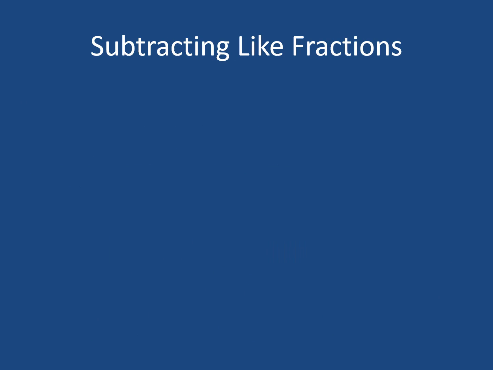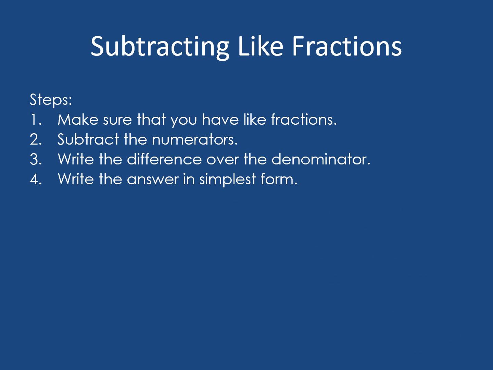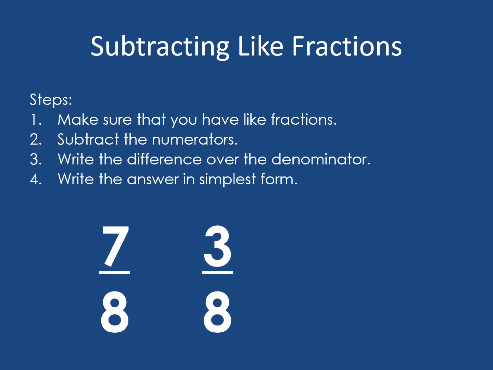Okay? Now let's try subtracting like fractions. Let's read the steps. Make sure that you have like fractions. Number 2, subtract the numerators. Number 3, write the difference over the denominator. Number 4, write the answer in simplest form. So let's try to have an example: 7/8 and 3/8. Make sure that you have common denominators. The common denominator here is 8.